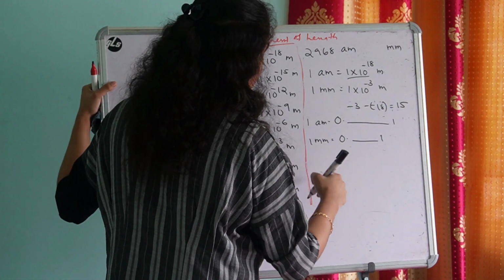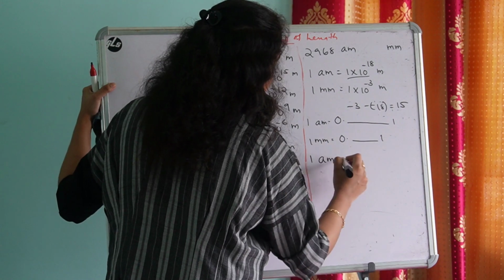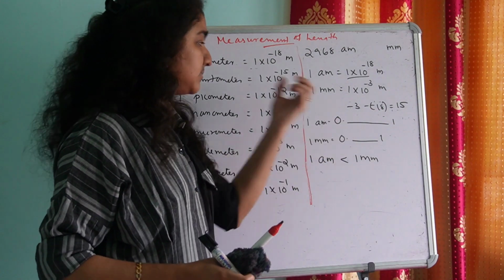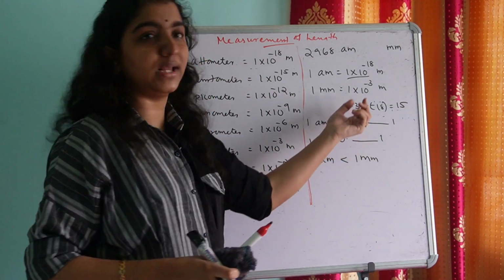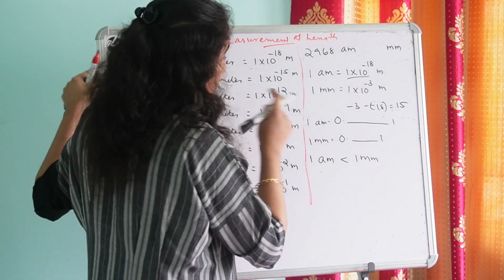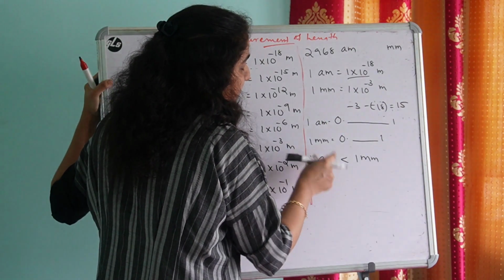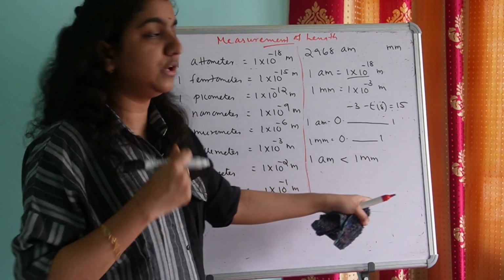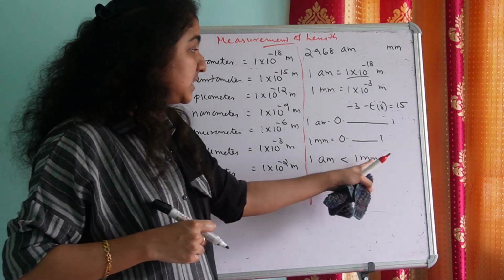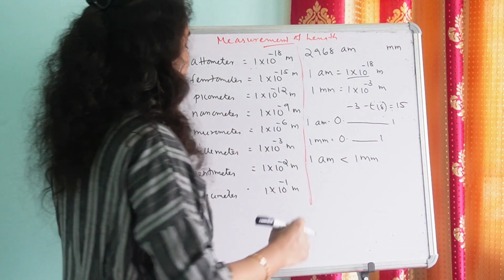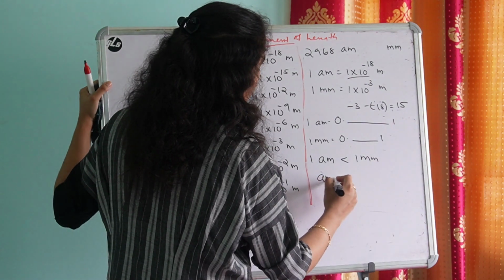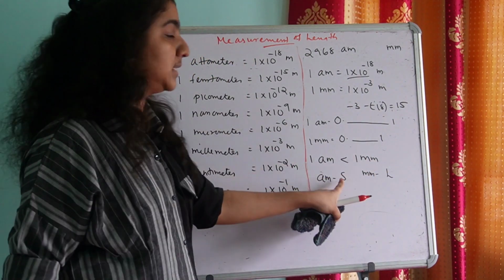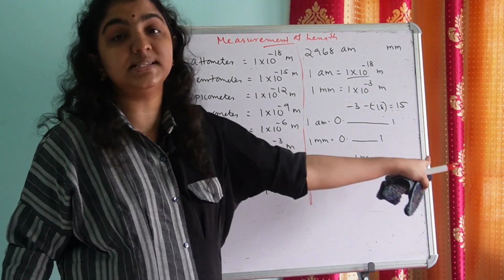So what does it mean? It means 1 attometer is less than 1 millimeter, isn't it? It is very clear from these two values that the value of 1 attometer is obviously less than 1 millimeter. So what can we say? Attometer is a smaller unit and millimeter is a larger unit.